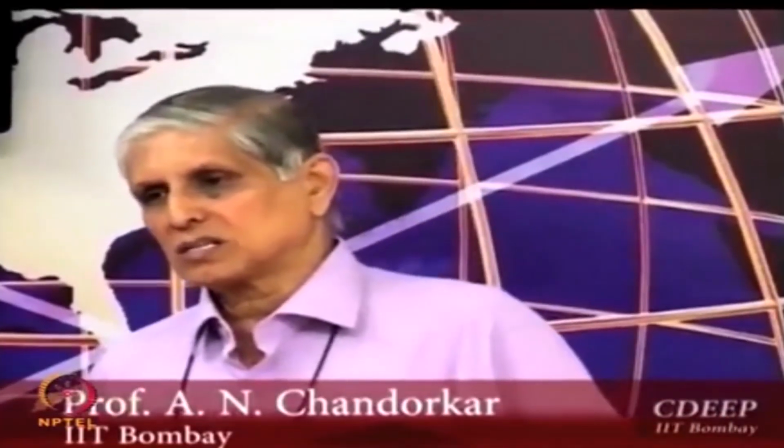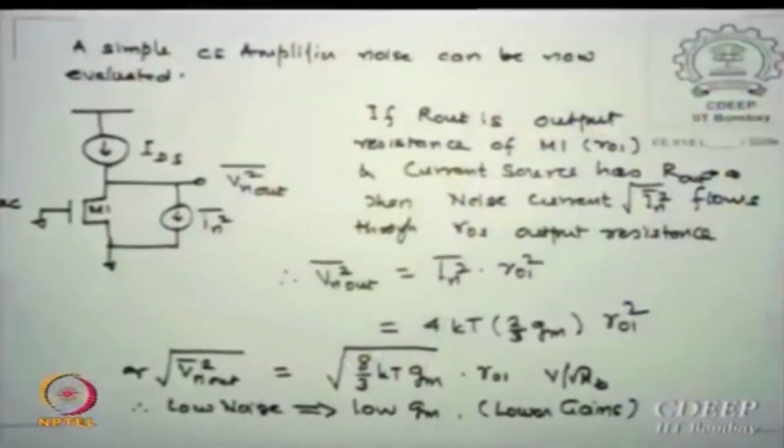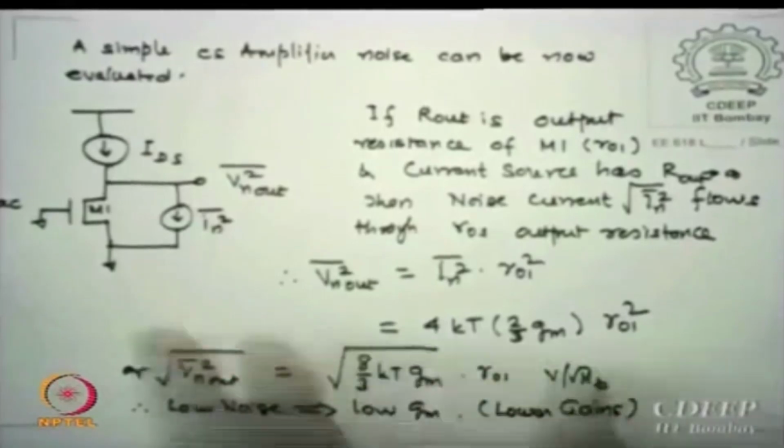Many a time this number may come in 10 to the power minus 9, so it's normally expressed in nanovolt per root hertz. Values may differ, so don't be surprised if it comes in pico or milli. But generally noise is of the order of nanovolt per root hertz. So this is what we did last time.